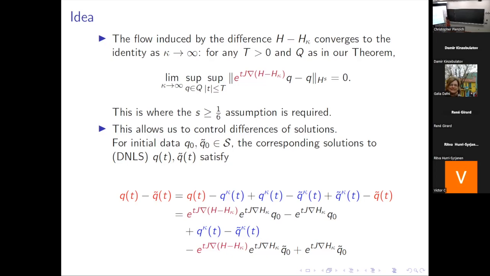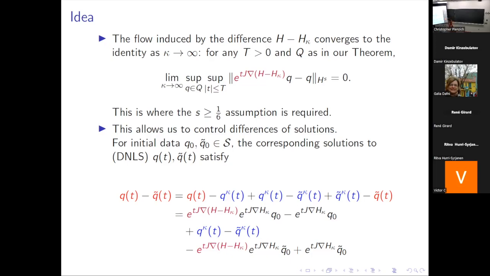This is the harder part of the proof, and this is precisely where the S greater or equal to 1/6 assumption that I mentioned earlier was required. And the reason is the following. We had DNLS, and now we subtract this H kappa flow from that. DNLS had this cubic nonlinearity, and this will not go away for the difference flow. So we need to make sense of this cubic nonlinearity, so we need Q to be in L3. And how do we make sure that this happens? It has to be in H1/6.